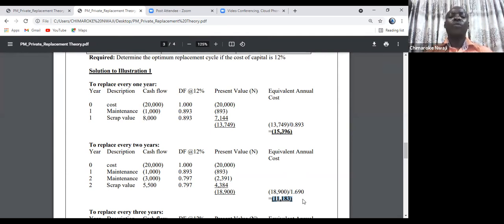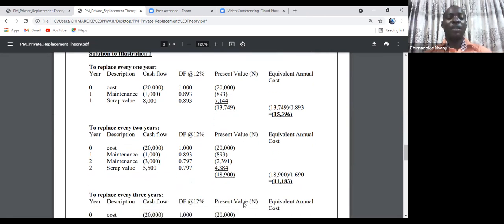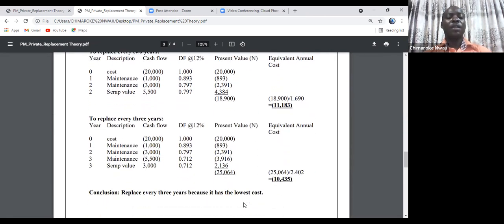Which would you want to spend? You would rather want to spend the lower figure. So if it means spending 11,183 every year for 2 years, I would rather take that than to spend 15,396 for just 1 year, including scrap value. It makes no value for you. So we've done year 1 and year 2. We saw that year 2 is better than year 1. So let's get down to year 3 and see if year 3 will be better.